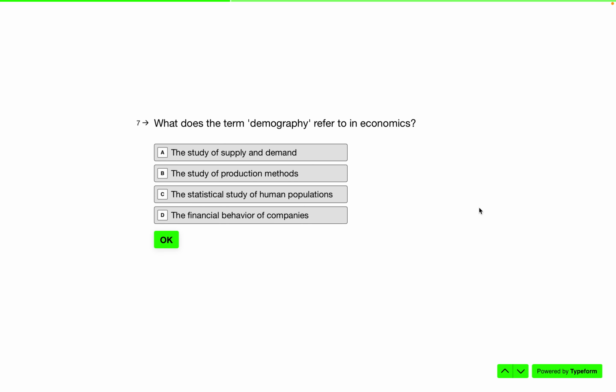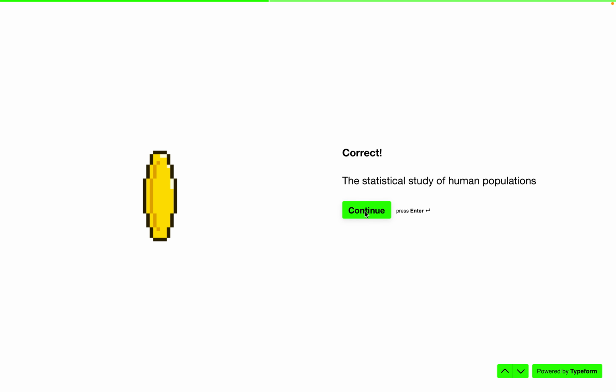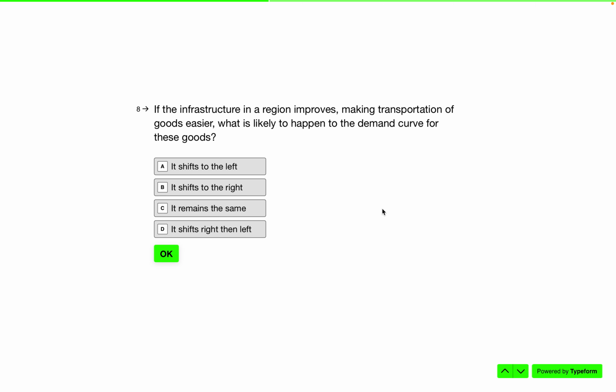Okay, what does the term demography refer to in economics? I don't know. I've never really seen this in economics. I guess this is an IGCSE thing. But I know that when we talk about demographics, we're talking about culture, we're talking about religion, we're talking about population numbers. So the answer has to be C, the statistical study of human populations, without really looking at the other answers. I should look at the other answers.